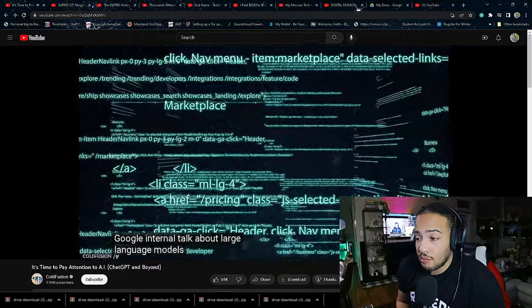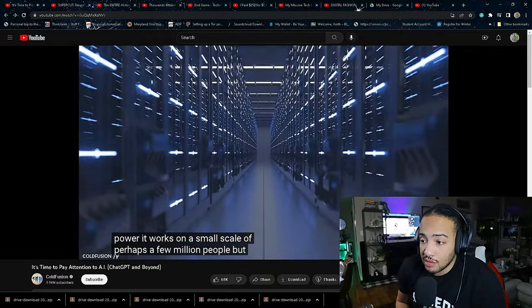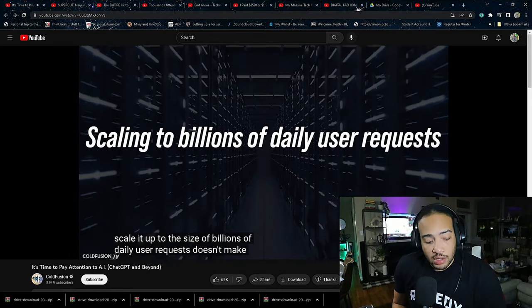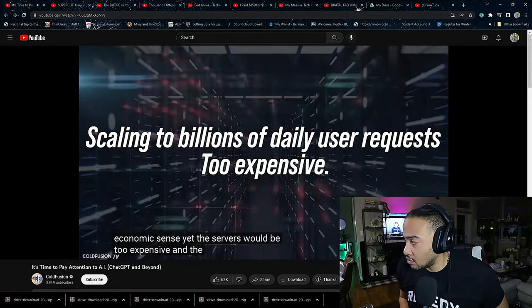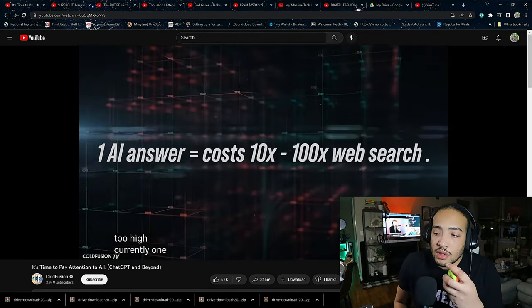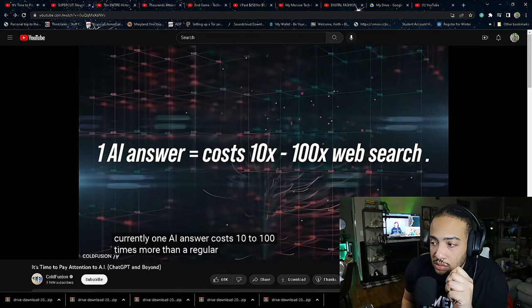these systems in their current state take a lot of compute power. It works on a small scale of perhaps a few million people, but to scale it up to the size of billions of daily user requests doesn't make economic sense yet. The servers would be too expensive and the latency would be too high. Currently, one AI answer costs 10 to 100 times more than a regular Google web search.